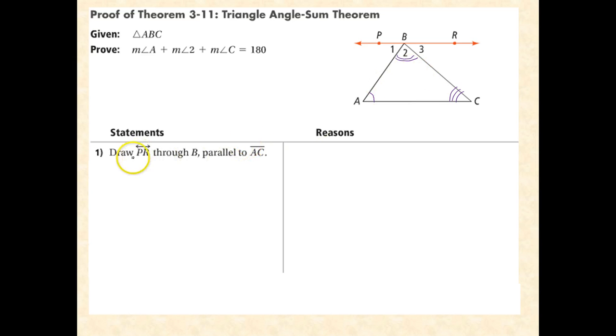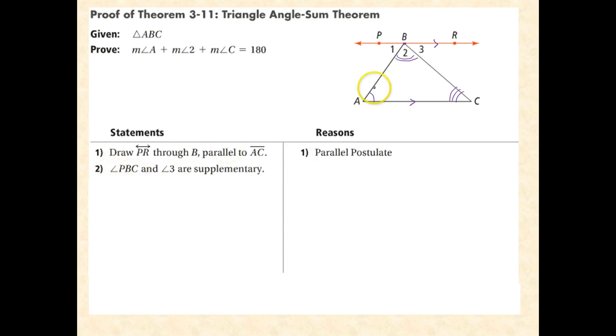Alright, so the first thing we're going to do is draw line PR through B parallel to AC. And we can do that given the parallel postulate. There's one parallel line that runs through the point B that's parallel to AC.